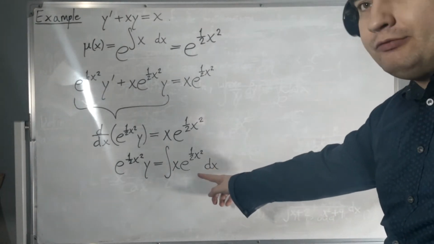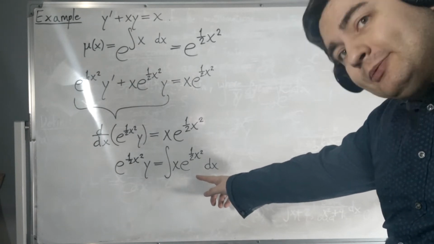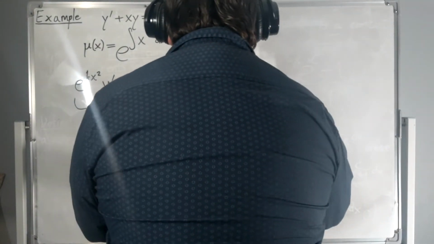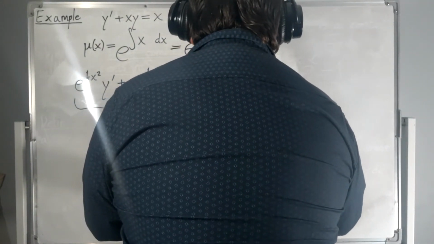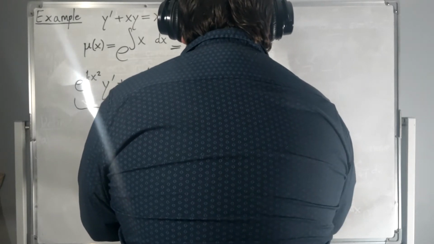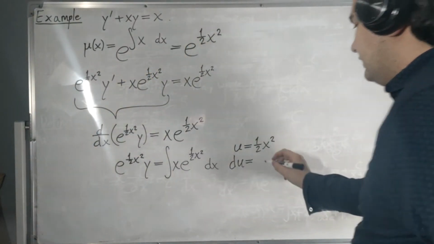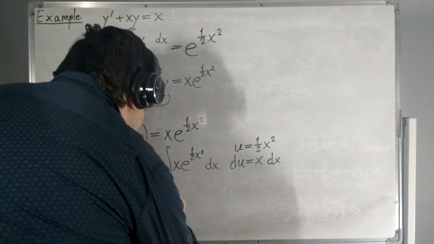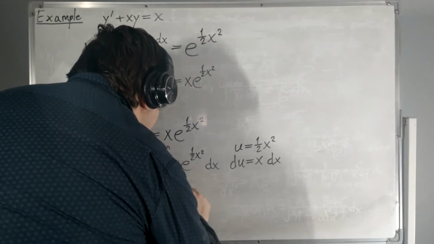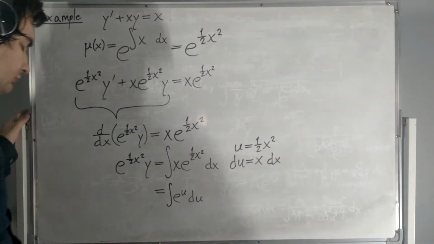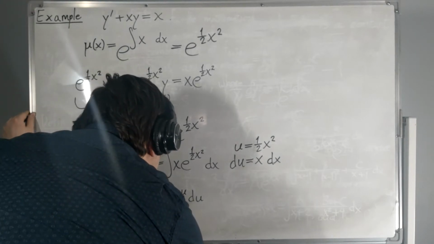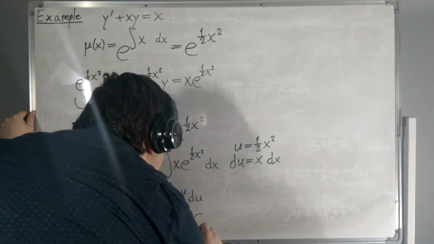This right here is an integral that you can do by u substitution. So here you want to say u equals 1/2 x squared. In that case, du ends up being just x dx. So then this becomes the integral of e to the u du. An antiderivative of e to the u would be e to the u. So we have e to the u plus c.